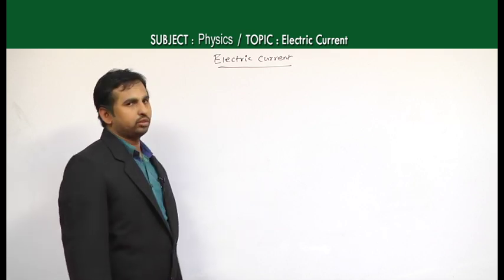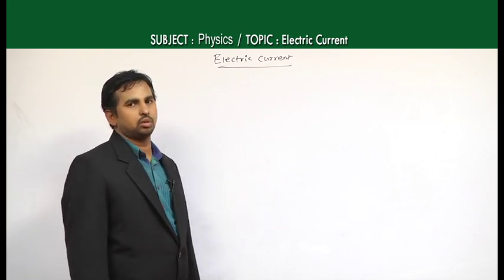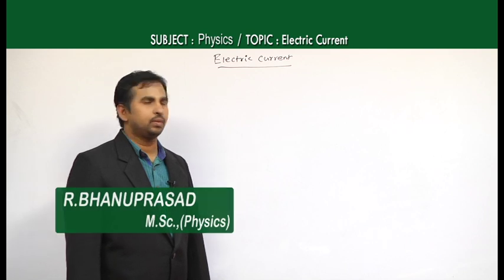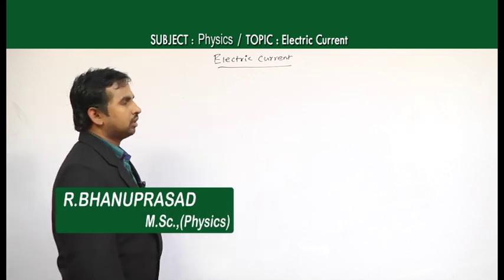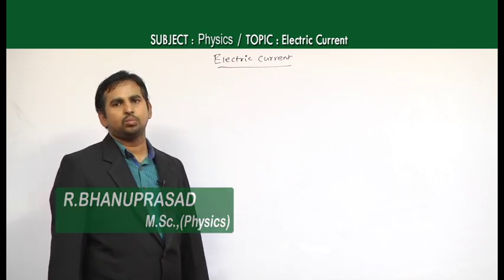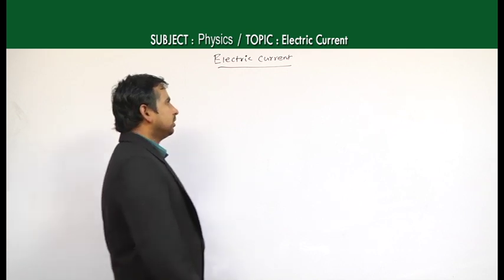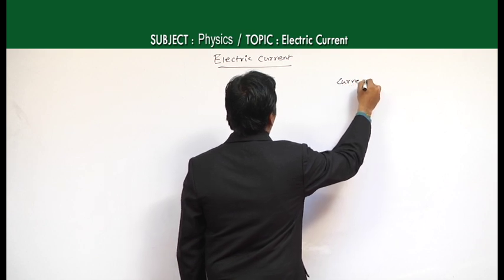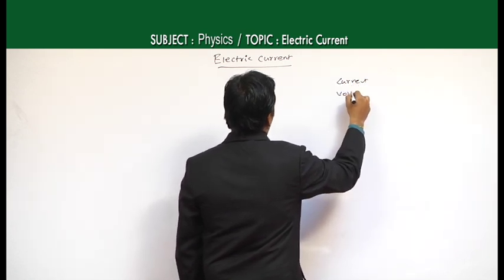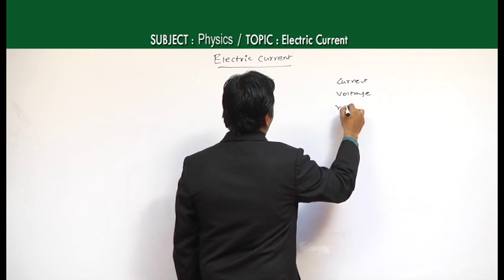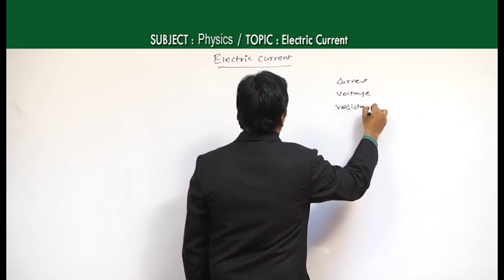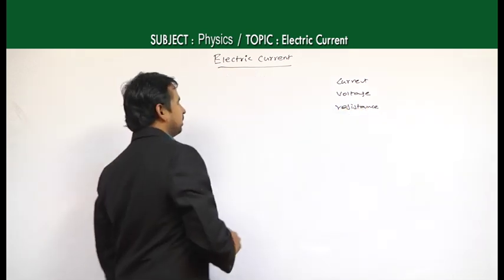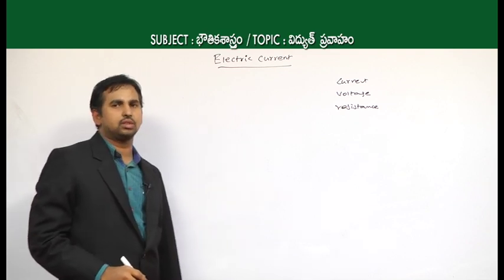The topic of electric current and the model questions which are coming in this topic. Now, in electric current we mainly have three important things: one is the current, another is the potential difference or the voltage, and resistance. Mainly three we have: the current, voltage and resistance.